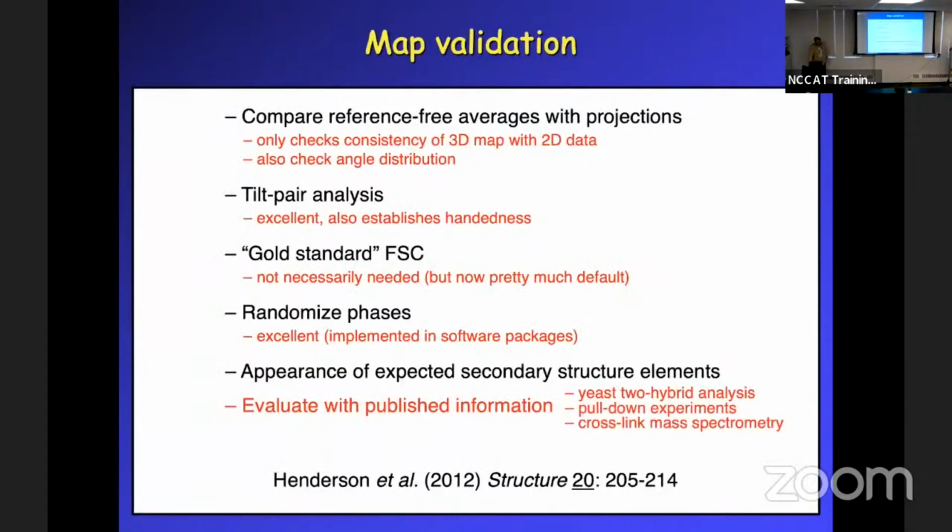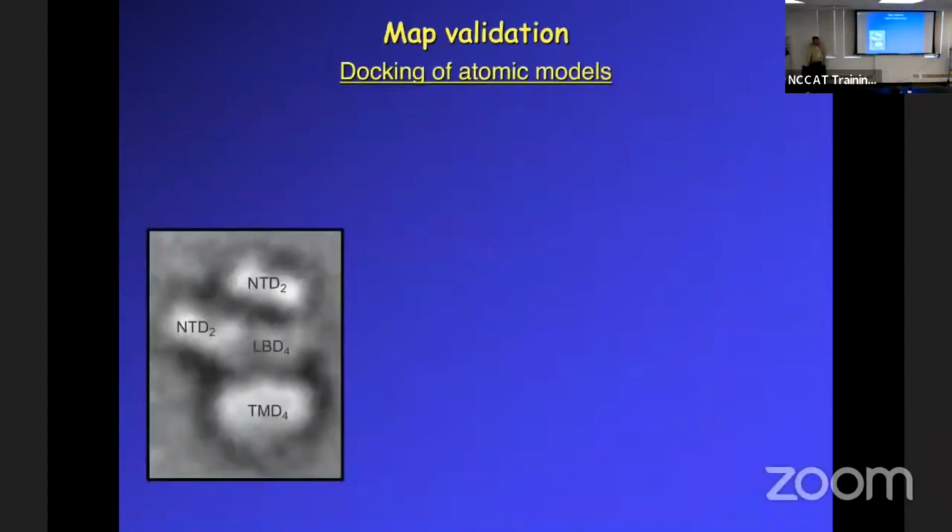And so there are all kinds of things that you can use. You can use two-hybrid analysis, pull-down experiments, cross-link mass spectrometry has become very powerful. And of course, if you have disease mutations, those you can use. You can do your own mutagenesis, anything to help to really validate the map that you have. And then the best thing, if there are atomic structures known of your subunits, you dock those. And if they fit, it's going to be nice.